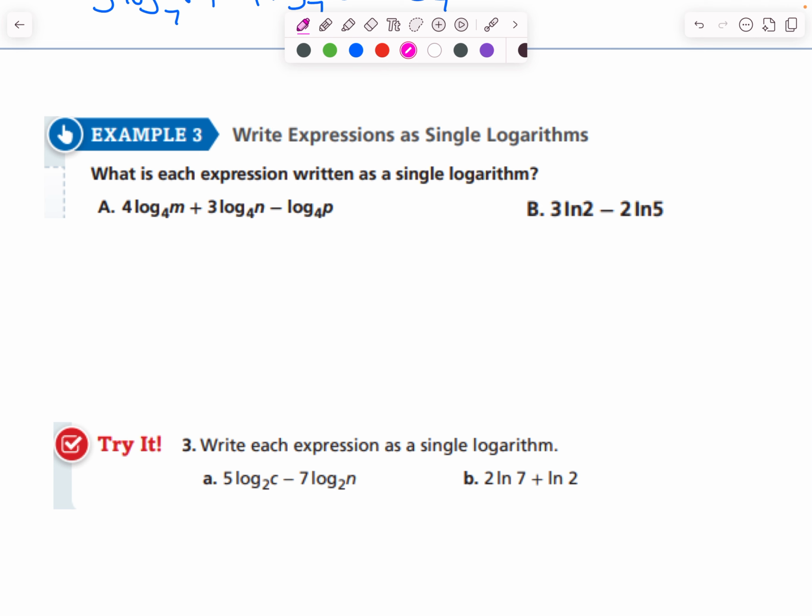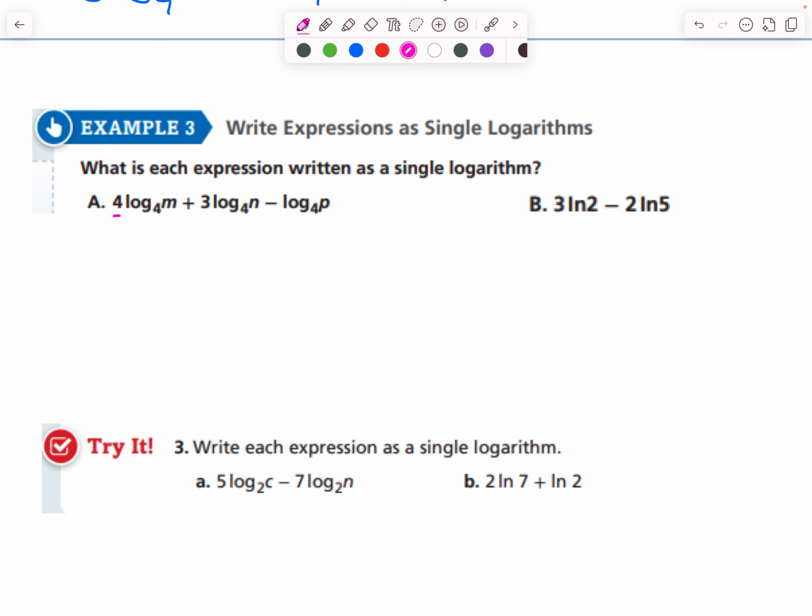So the first thing I'm going to look for is any products here. Like we see a 4 times the log, and we see a 3 times the log. So the first thing we're going to want to do is bring those up. So those come up. Log base 4 of m to the 4th plus log base 4 of n cubed. And then this one's minus log base 4 of p.